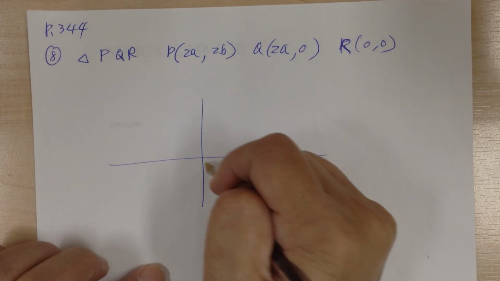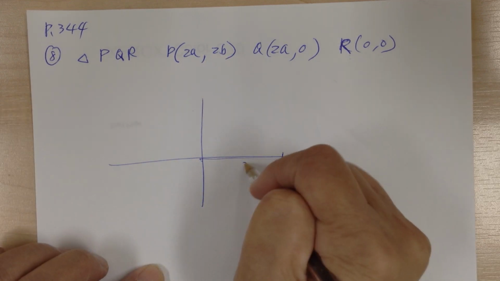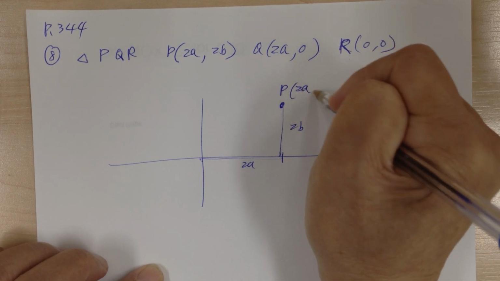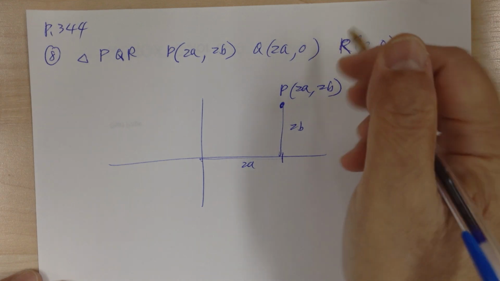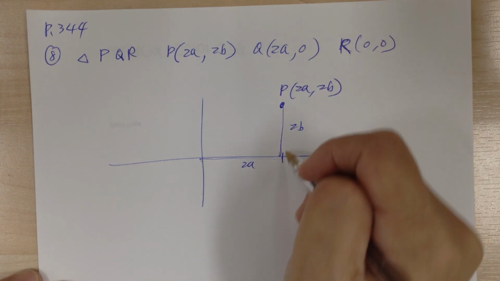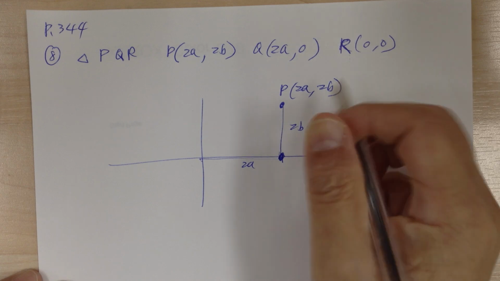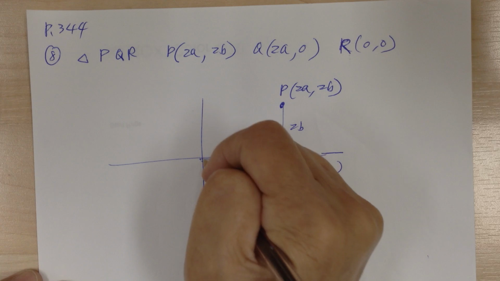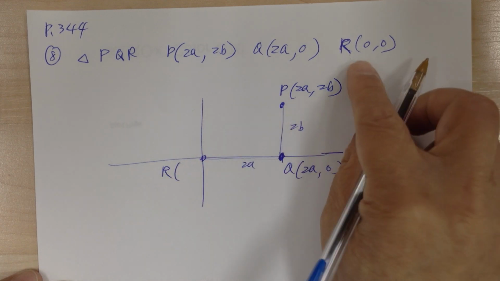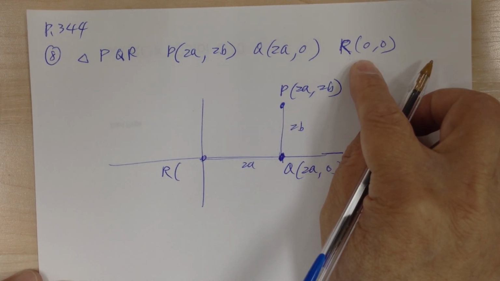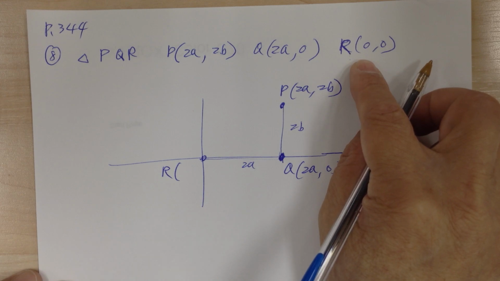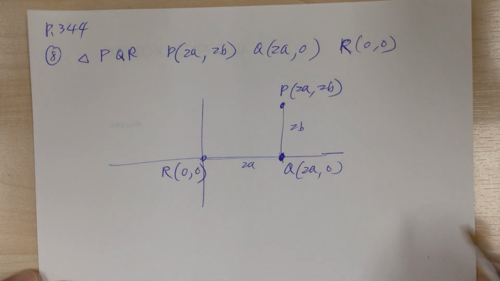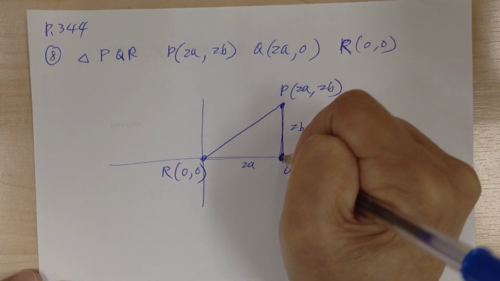So we're going to call this 2a, and we're going to call this 2b. So this point is P at (2a, 2b), and Q at (2a, 0), and R at (0, 0). I think there's a typo in the book. Instead of O, it's supposed to be R, or maybe it's PQO. But anyway, that's your triangle.